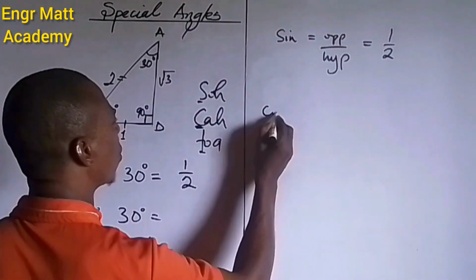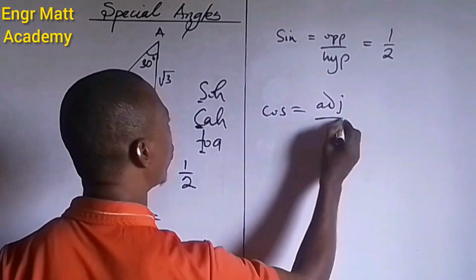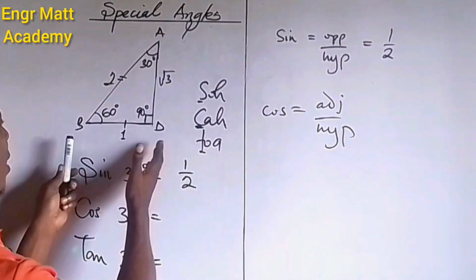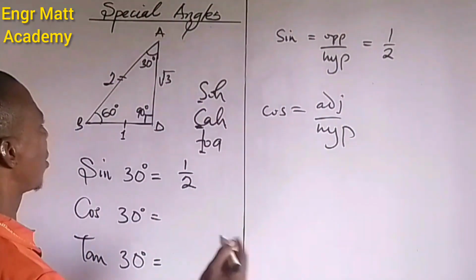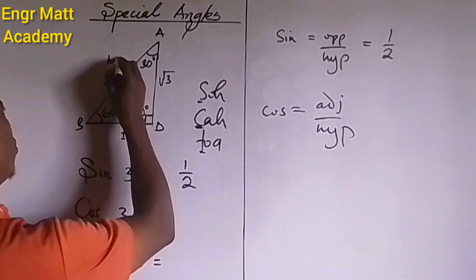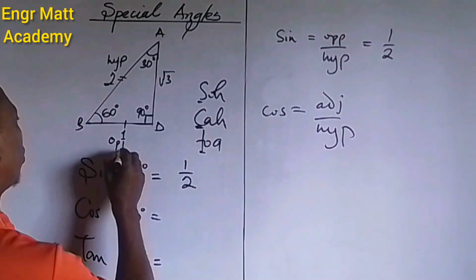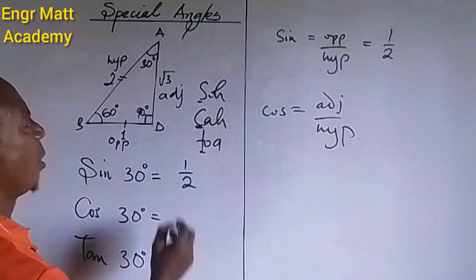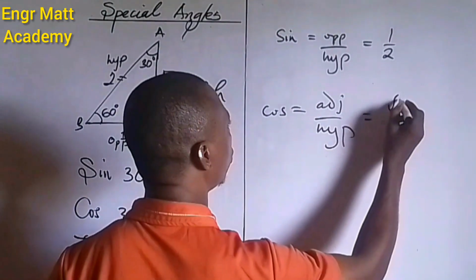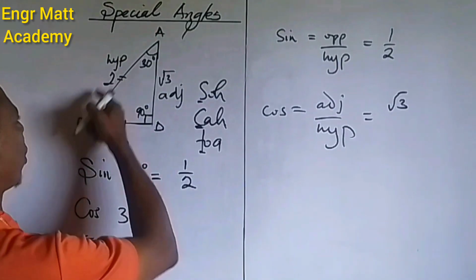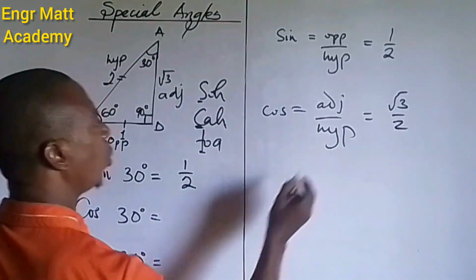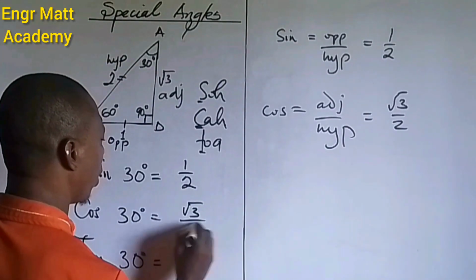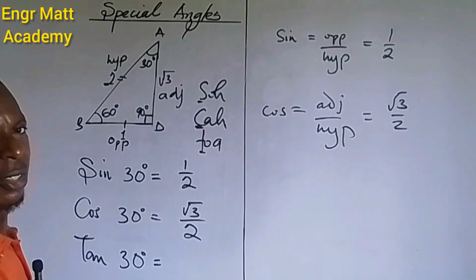What about cos 30 degrees? Cosine is equal to adjacent over hypotenuse. So which side is adjacent? Remember, AB is the hypotenuse, BD is opposite. It means this other side AD is adjacent. So what is the adjacent? It is √3, and the hypotenuse is 2. So adjacent over hypotenuse is √3/2. That is cos 30 degrees.